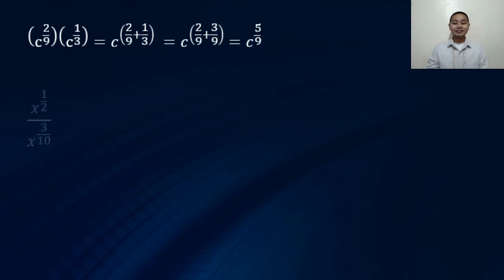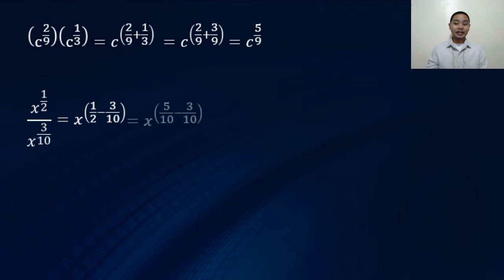Next example tayo. So we have x raised to 1/2 over x raised to 3 over 10. Dito sa example na to, i-apply naman natin yung quotient rule. In that case, that will be x raised to 1/2 minus 3 over 10. Yung 1/2, pwede natin i-write yan as 5 over 10. So 5 over 10 minus 3 over 10, that will be 2 over 10. So x raised to 2 over 10. Siyempre, lagi, basta fraction, lagi naka-lowest term dapat. So that will be x raised to 1/5.